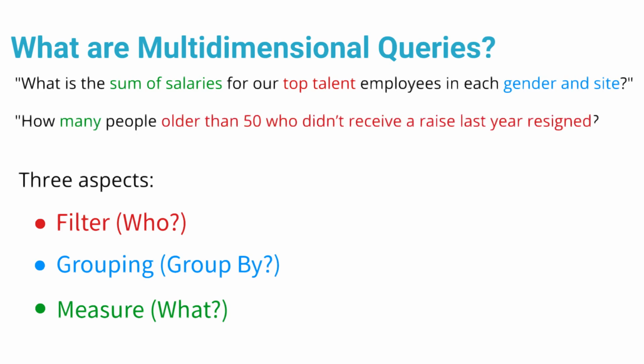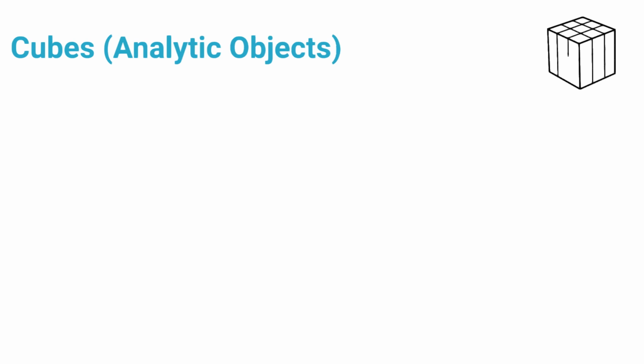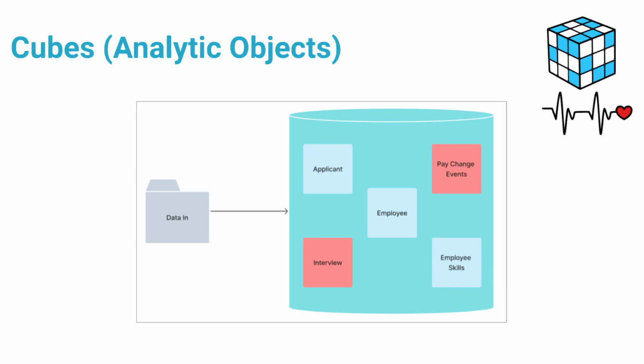As another example, how many people older than 50 who didn't receive a raise last year resigned? It's this filter, group, measure framework that forms the foundation of analytic thinking. Cubes, also known as analytic objects, are at the heart of multidimensional thinking. They represent business concepts in a multidimensional model. Imagine them as structured containers holding your data.